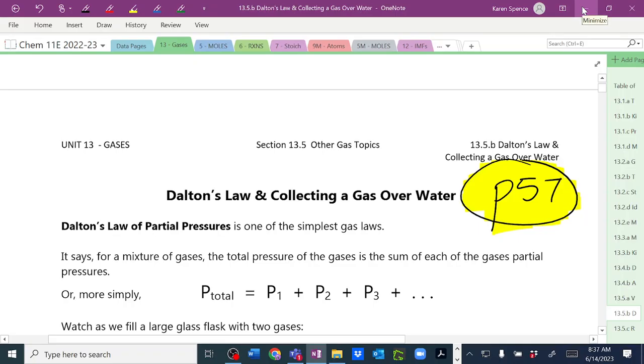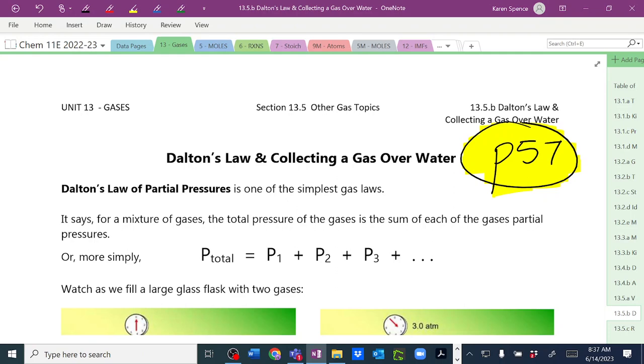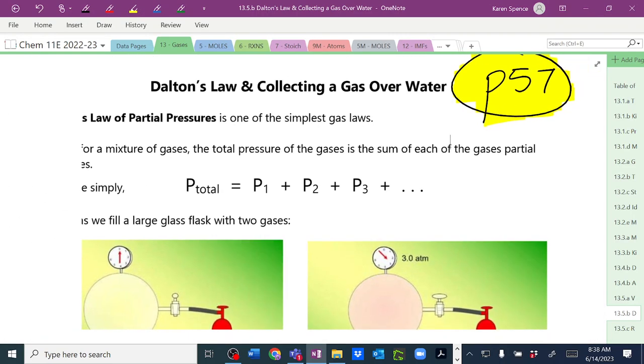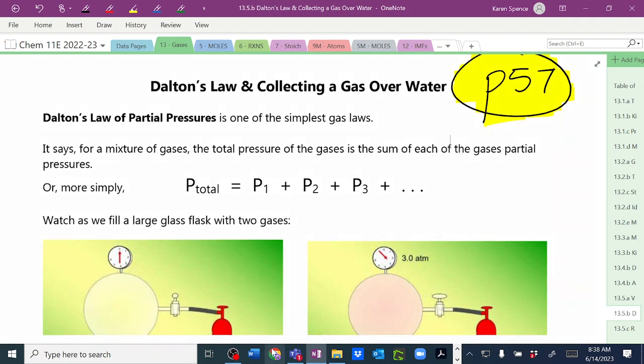Right, so we're on page 57 and we're looking at Dalton's law. I think you guys learned about Dalton's law over Christmas. Yeah? Okay. So the total pressure is equal to the pressure of all the gases in the system. If you have gas A, gas B, gas C, or gas 1, gas 2, gas 3, the total pressure is equal to the partial pressure of each gas added together. Is that good? Okay.